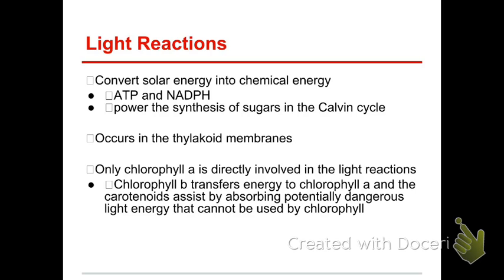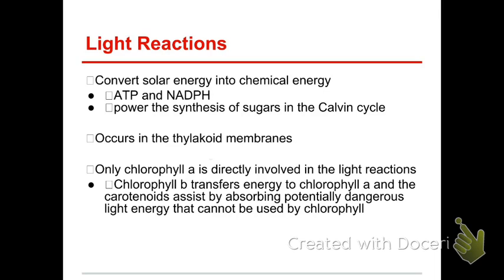Now these two molecules, the ATP and NADPH, are what are going to power the synthesis of sugars in the Calvin cycle. So basically a light reaction is just converting energy for the Calvin cycle to happen. In fact, the Calvin cycle used to be called the dark reaction because it doesn't need light directly. But it's kind of misleading because it doesn't happen in the dark. It just doesn't need light. It needs the products from light reaction to work.